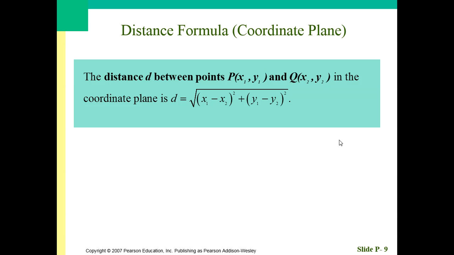So from this, so I don't have to draw a triangle every single time, I can use the distance formula. The distance between 2 points is based on the Pythagorean theorem, and the distance is just equal to the square root of the difference of my x-coordinates squared plus the difference of my y-coordinates squared.